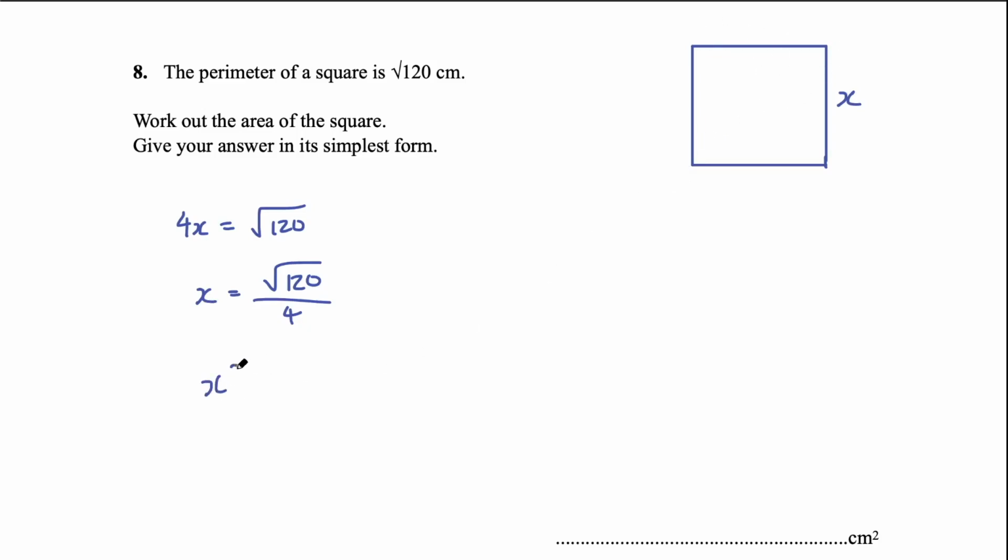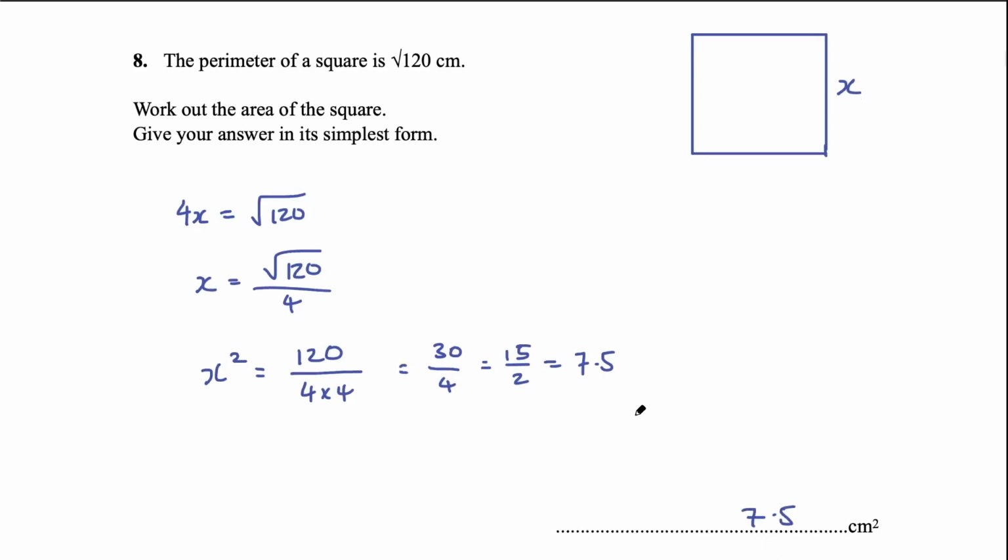So x squared is going to be this squared, which would be the square root of 120 squared, which is 120. And then 4 squared is 16. But I just might write that as 4 times 4 because I know I want to cancel a 4 out anyway. 120 divided by 4, that's 30 on 4. And then 15 on 2. And then 15 divided by 2, that's 7.5. So the final answer there for the area is 7.5 centimeters squared.